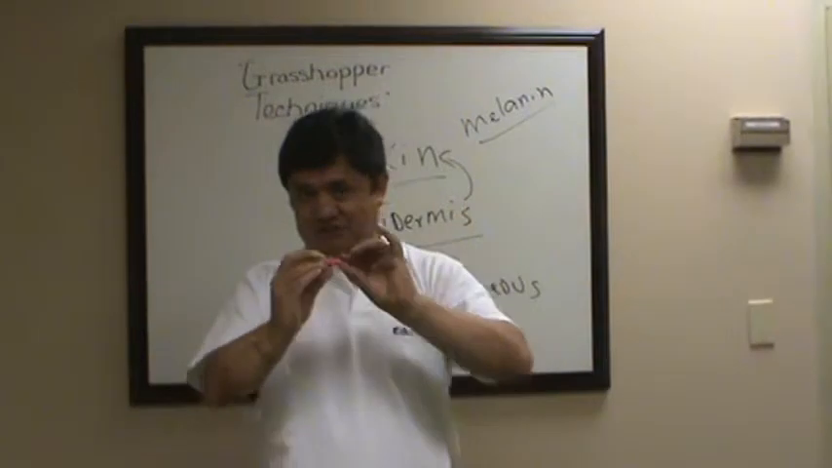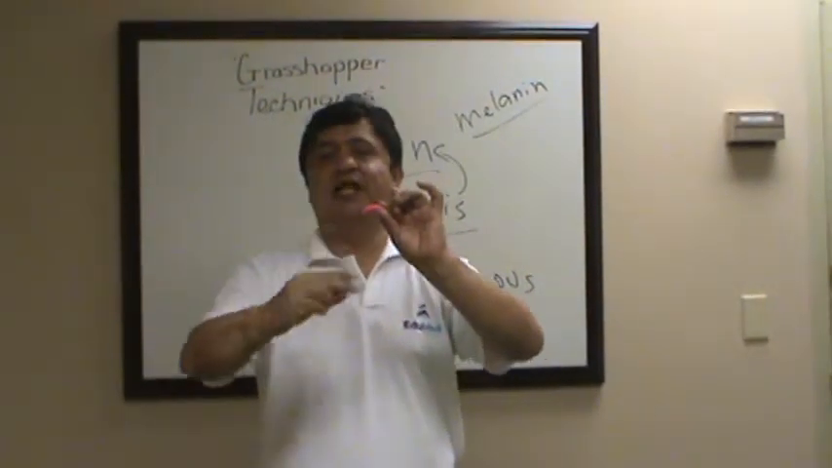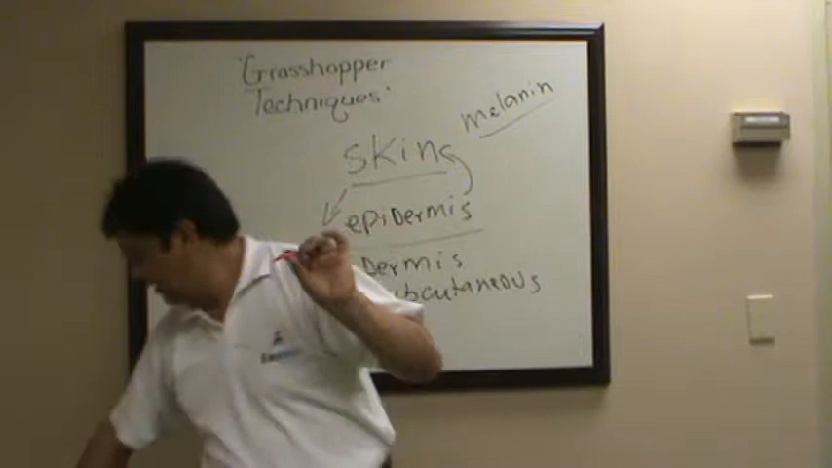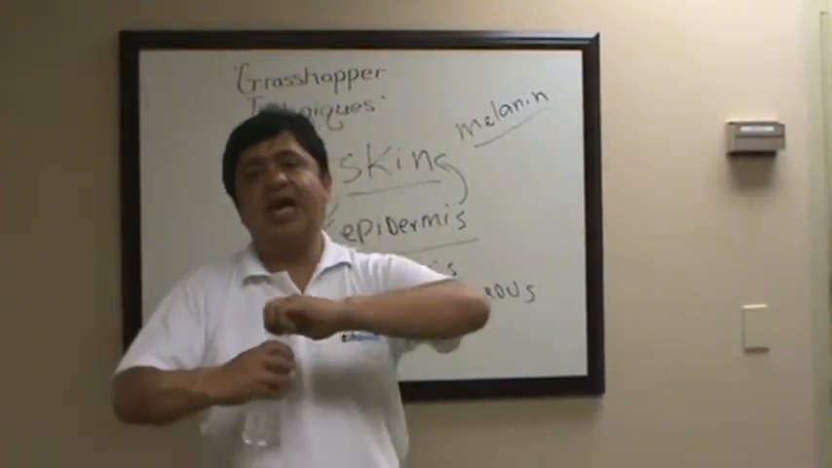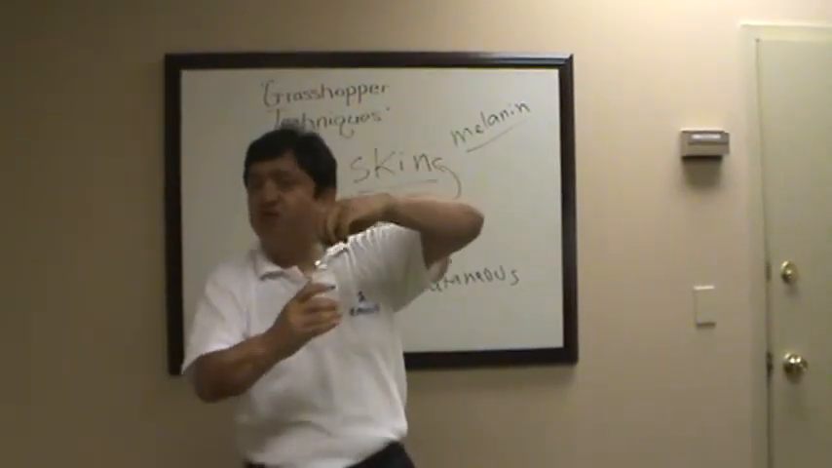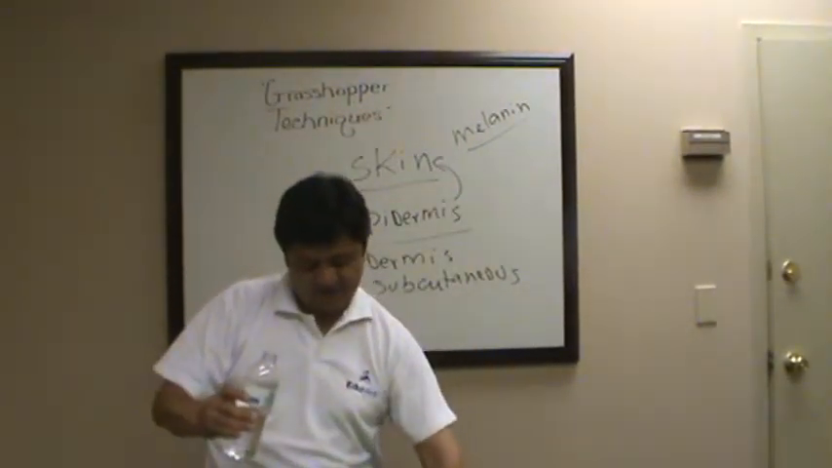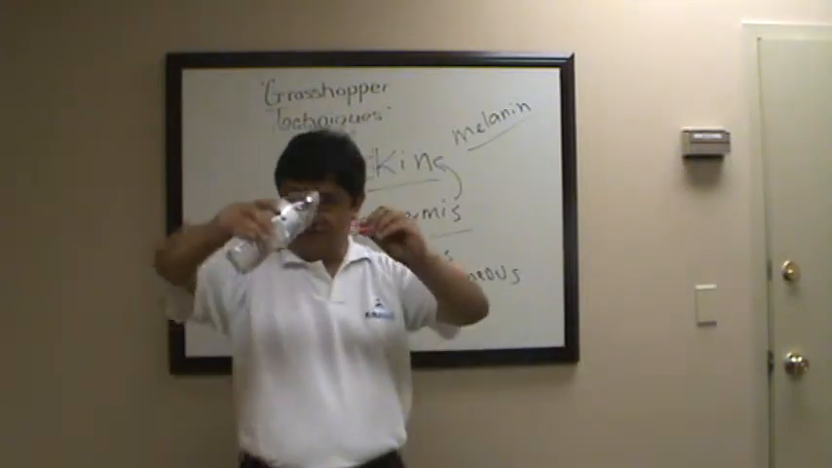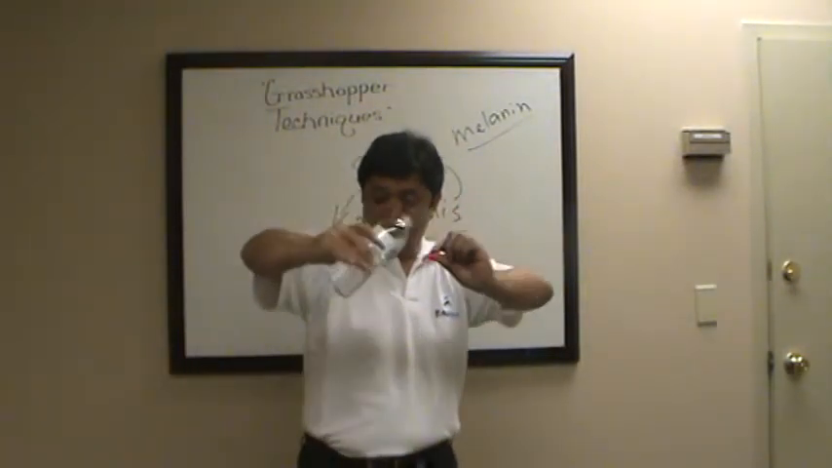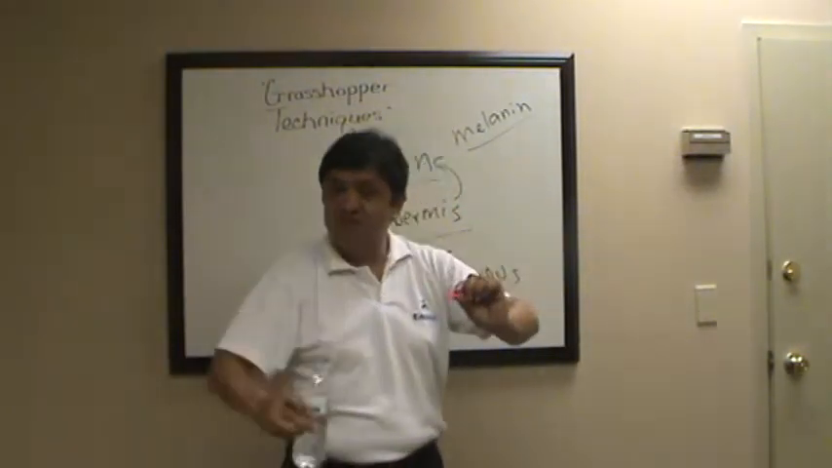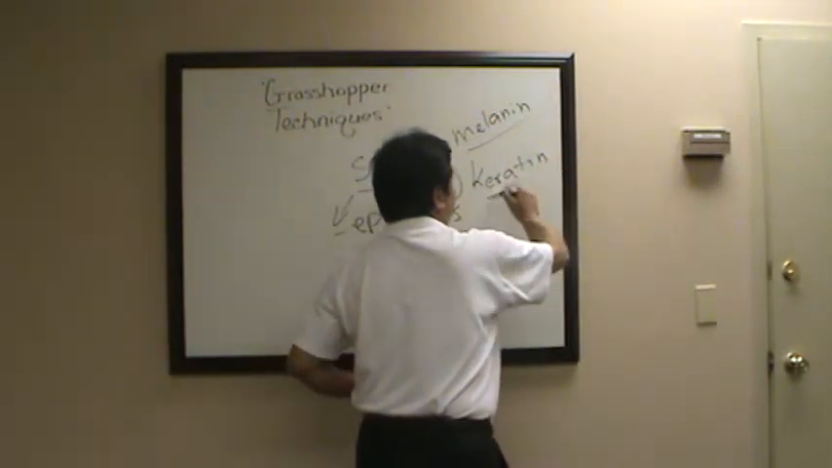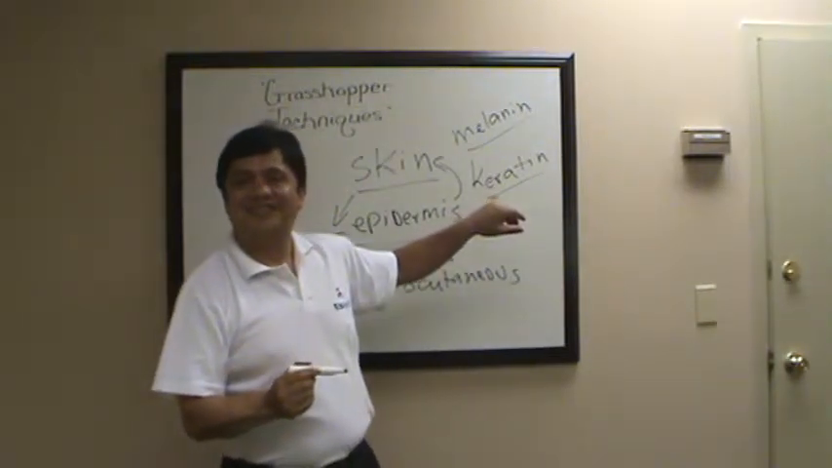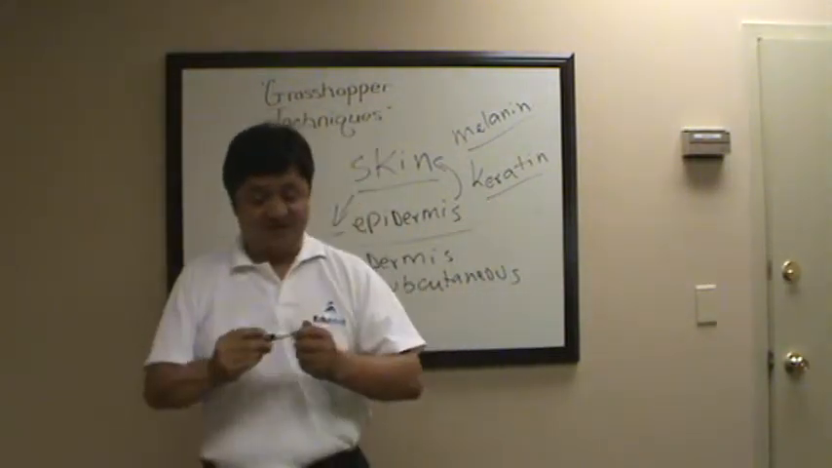Okay. Also, this epidermis has another very important part. It's a waterproof protein. Waterproof protein that is called here. How do you call it? Keratin.